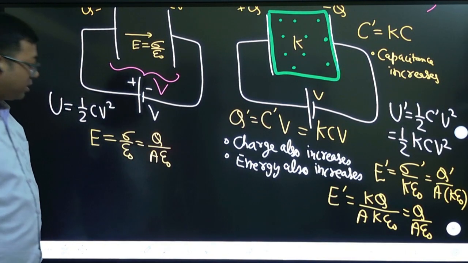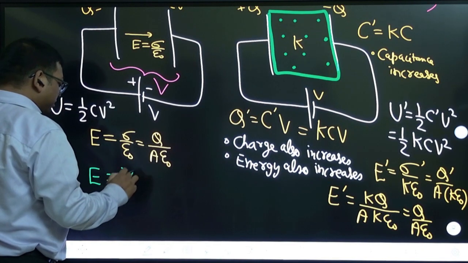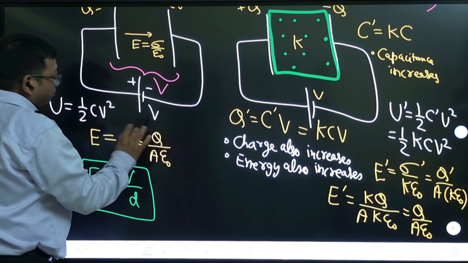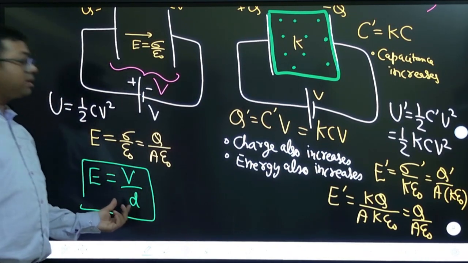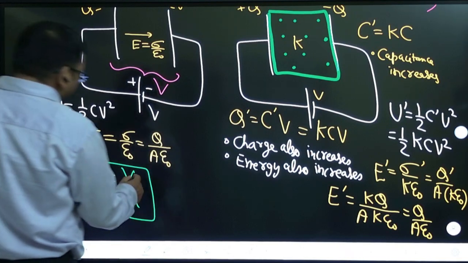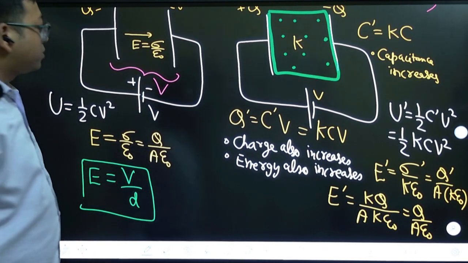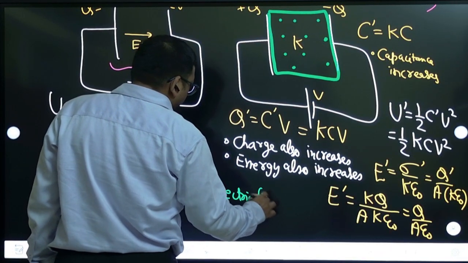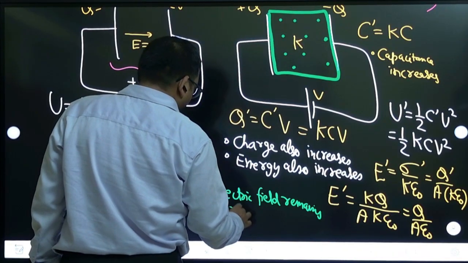Now there is another way to understand this. Remember that the electric field is potential difference by distance, V by d. Because the battery has the same voltage and the distance between the plates is also the same, V is not changing and distance is also not changing. So we can also say it this way: because V is constant and the distance between plates is the same, it is not changing. Okay, so the electric field does not change. Electric field remains the same.